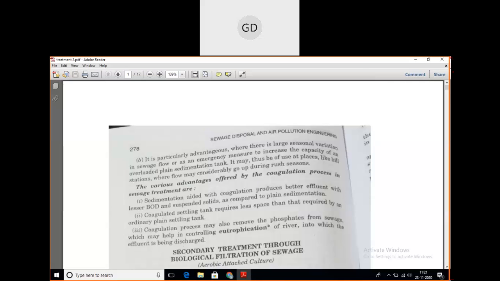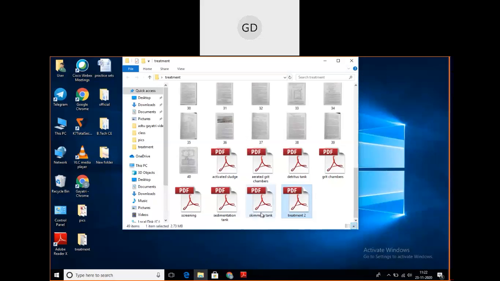So last class we discussed your trickling filter, right? Just give me a minute. So last class we were discussing the trickling filter part. So I think we have completed that.